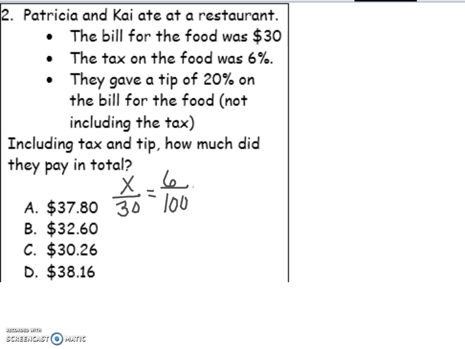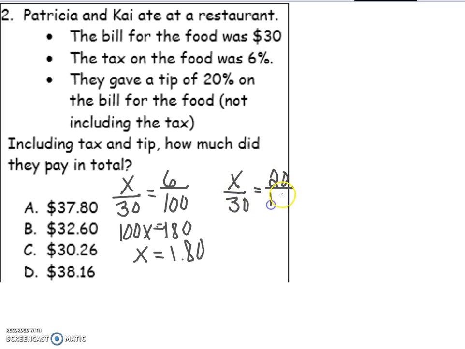So we're going to do the cross product rule. We have 6 times 30, which is 180. We're going to divide by 100, and we get $1.80. The $1.80 is going to be the tax. Then we're going to have the tip. So x over 30 equals 20 over 100. So we're going to do the cross product rule. So we divide both sides by 100.